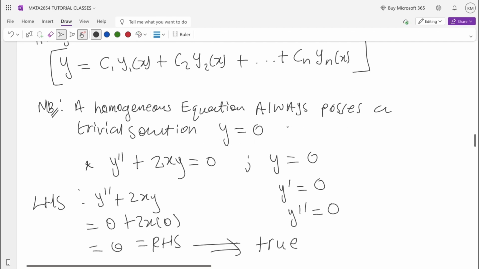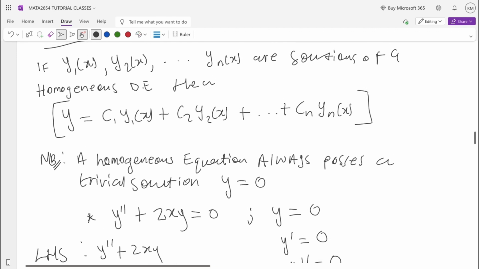Maybe they can ask this in terms of theory. Don't be surprised if they ask you to find or give the trivial solution for a homogeneous equation. So now you know that it always possesses the solution y equals 0. Like I said, we are not yet solving the homogeneous equation, but I feel that you must know this. That is the whole idea. Can I continue, or do you have any questions so far?